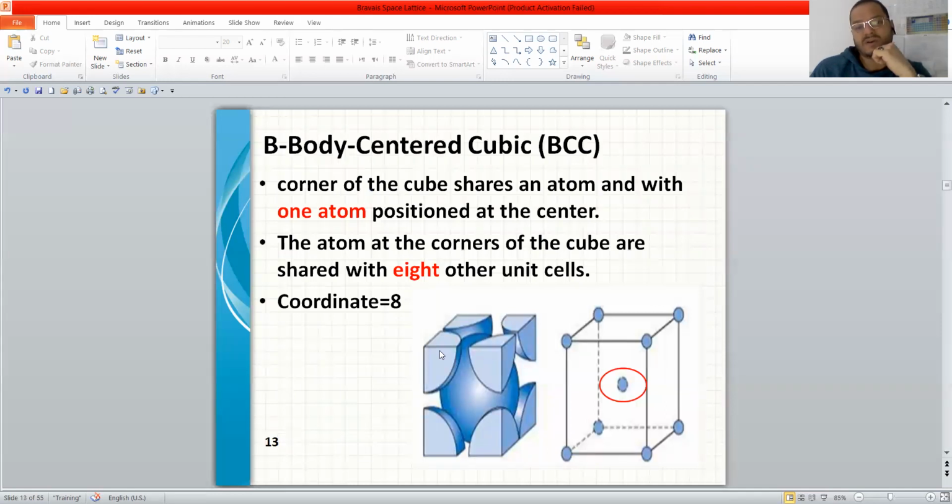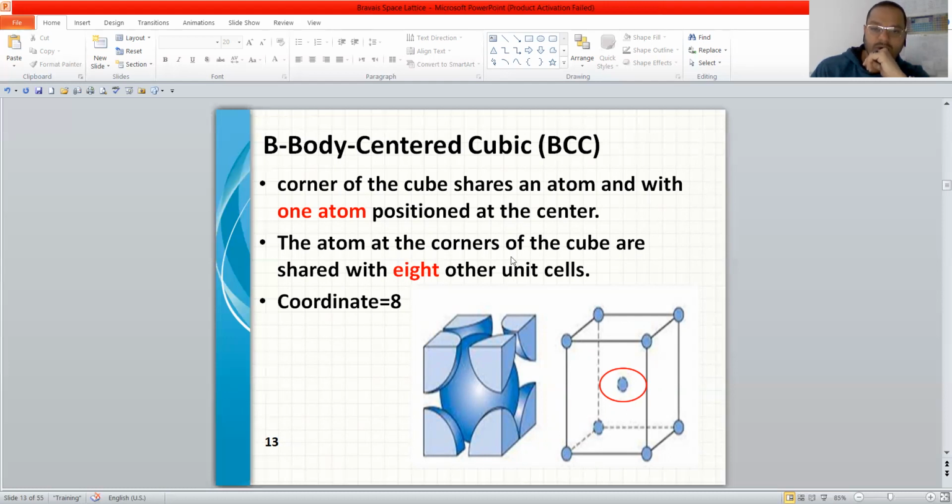Now let's start with the body-centered cubic. Corners of the cube share an atom, with 1 atom positioned at the center. That means at first we have the same information as the simple cubic. After that, we add another atom positioned at the center. That means the atom number in BCC will equal 1 at first plus 1 at the middle, to be 2.